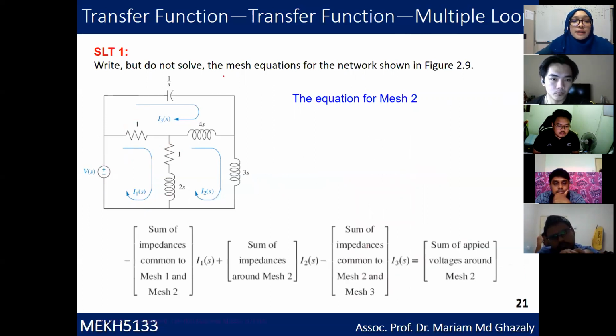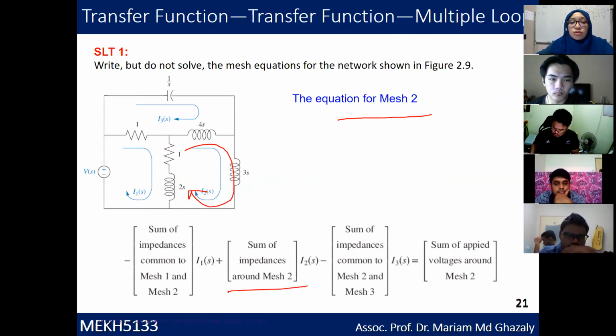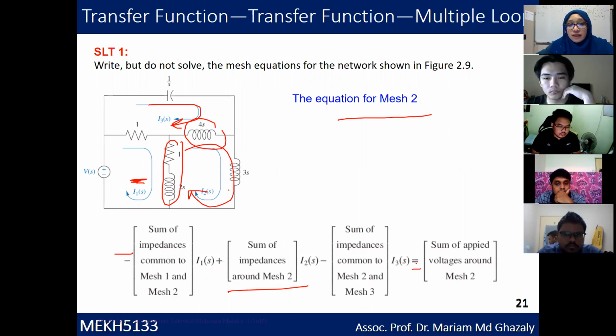Okay. Second one, to get the mesh for the second equation, same method. First get the sum of impedance around mesh 2. So you have the inductance 4S, 3, 2, and then resistance, and then minus the impedance common to I1. So there are two impedances that are common. And then minus I3. What is common to I2? It's only impedance 4S. Equivalent to the sum of applied voltage. Any voltage around I2? No. So it's equal to 0. Write that out, you get the second equation.